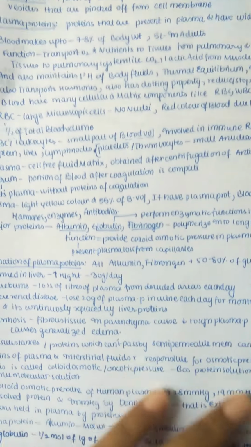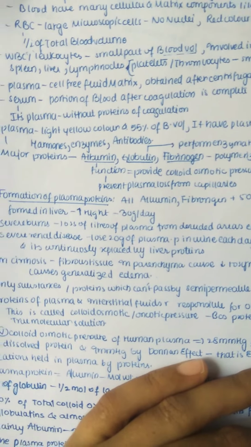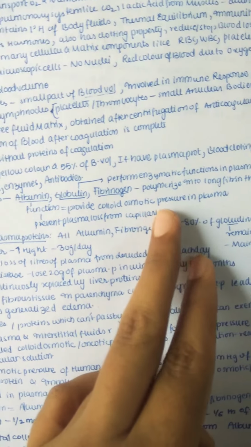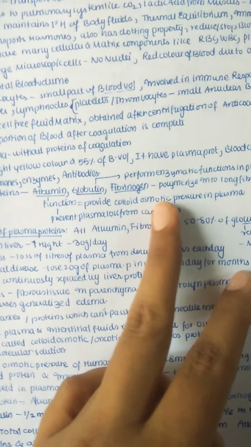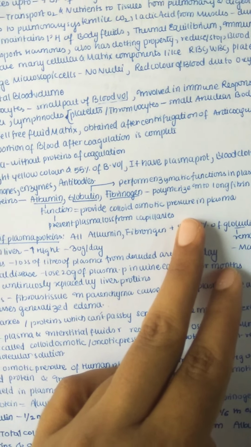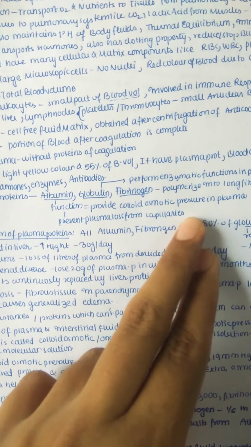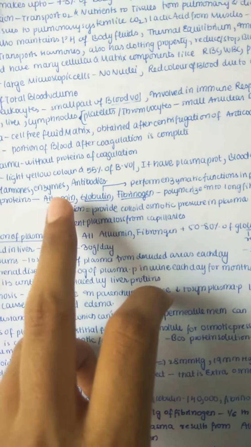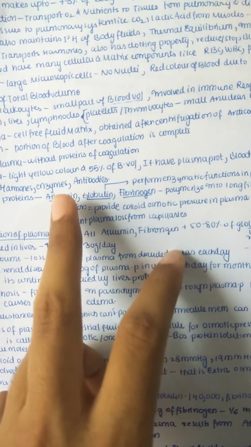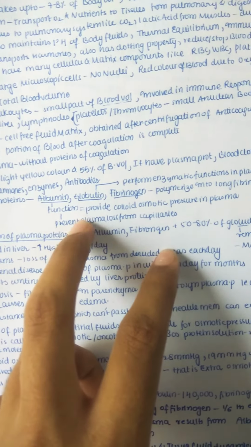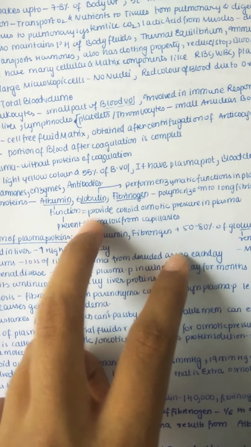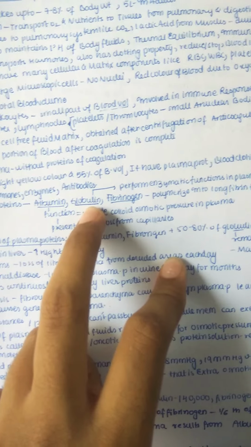Now let us see each of these importances. Albumin's function is mainly to provide the colloid osmotic pressure in the plasma. Till now we have discussed the colloid osmotic pressure, which is provided by plasma proteins, and that colloid osmotic pressure is mainly created by albumin. Albumin also prevents plasma loss from the capillaries, because as it is a protein, it can't move out from the capillaries. So that's how. And next let us see globulin.